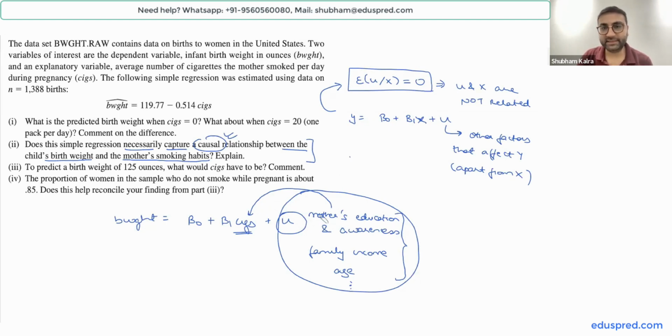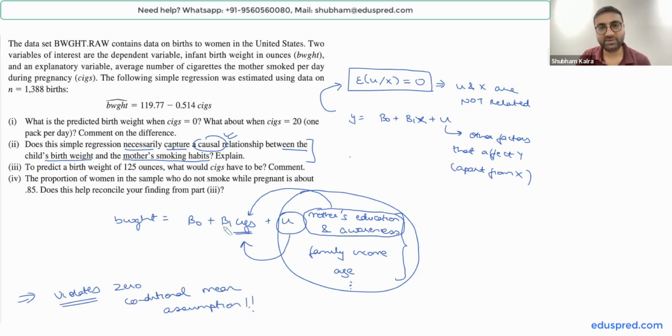And in this case, we can clearly see that mother's education and awareness will definitely be related to the number of cigarettes that the mother is going to smoke during pregnancy. Because we expect an educated and aware mother to smoke fewer cigarettes, in fact smoke no cigarettes during pregnancy. So how many cigarettes a mother is smoking is actually related to her education and awareness, right? So because this is happening, that means u and CIGS are also related. This violates the zero conditional mean assumption.